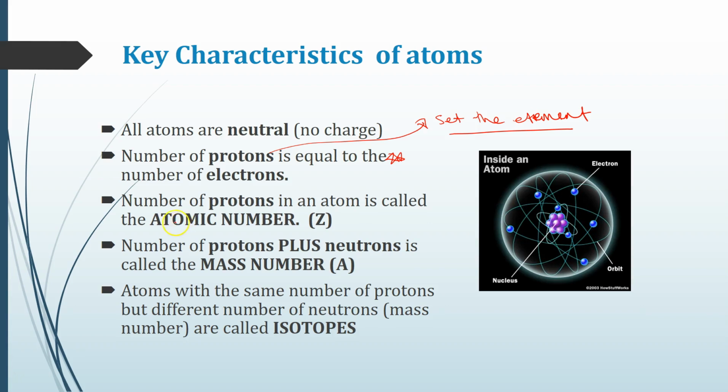This number is known as the atomic number and is given the symbol Z, and then the number of protons plus neutrons is known as our mass number, A. Okay, so make sure you've got those in your notes because these are ones that you need to know the definition of and the symbol for. Atoms with the same number of protons but different numbers of neutrons are referred to as isotopes, and we will look at those a little bit more.